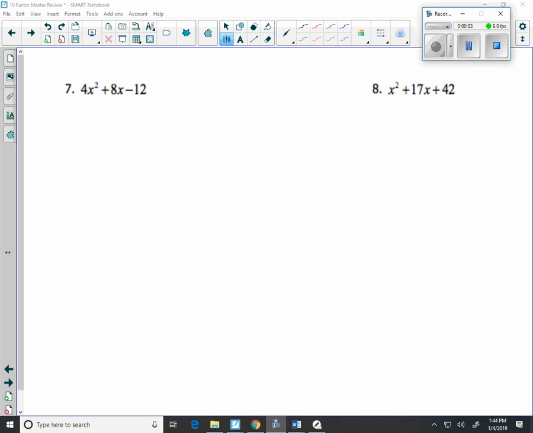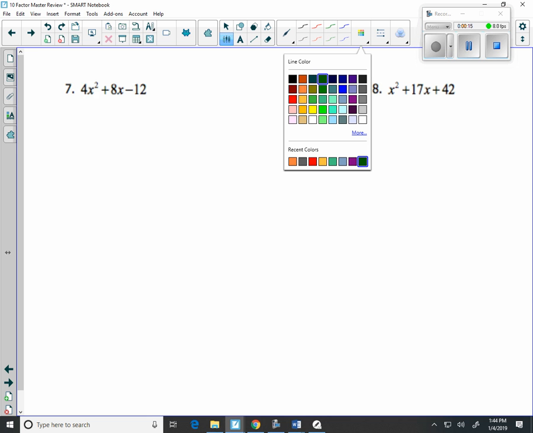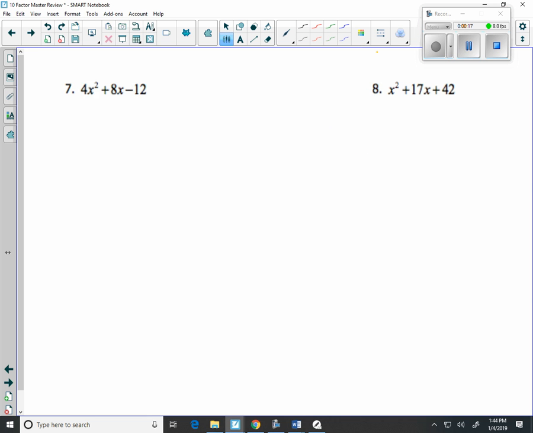Number 7 and number 8. So for number 7, I noticed something that's very similar to one of the first couple problems we did. I have 4, 8, and 12 in my problem. And so what's going on here is we have a GCF to pull out first. So 4 goes into 8 and it goes into 12, so we can divide that out. And that's going to make our lives easier.